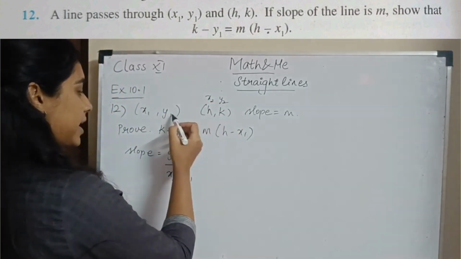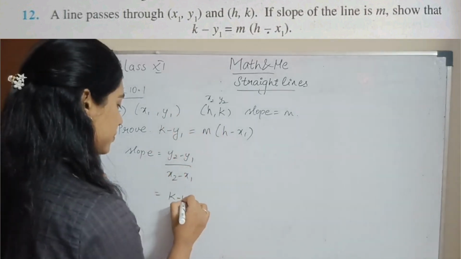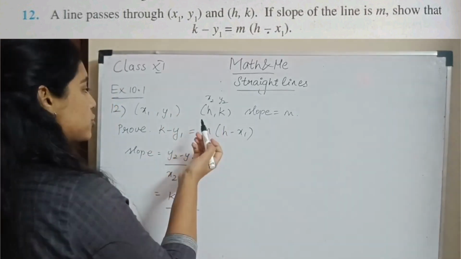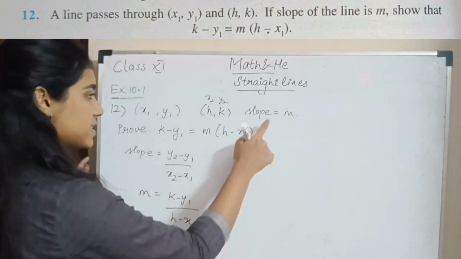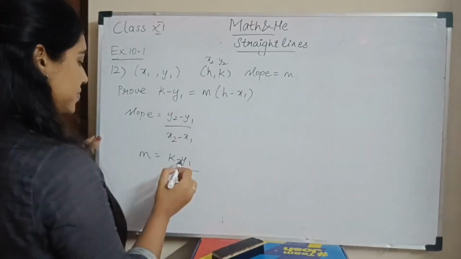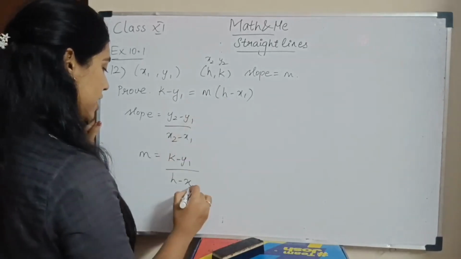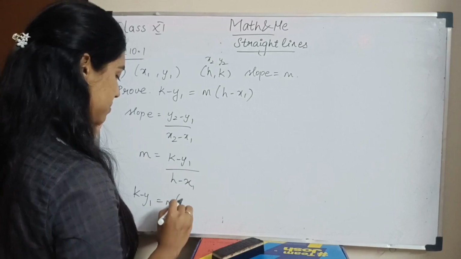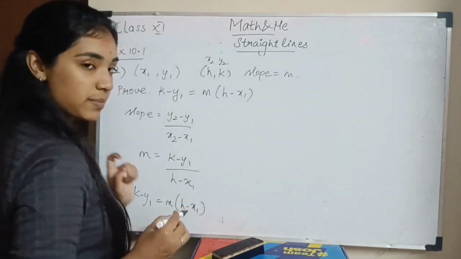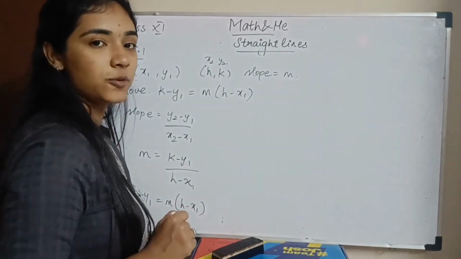So what do you have? (k minus y1) divided by (h minus x1) equals m. It is given in the question. So what do you have? k minus y1 equals m times (h minus x1). So k minus y1 equals m times (h minus x1). It is a very simple question. You just have to apply the formula that you know.